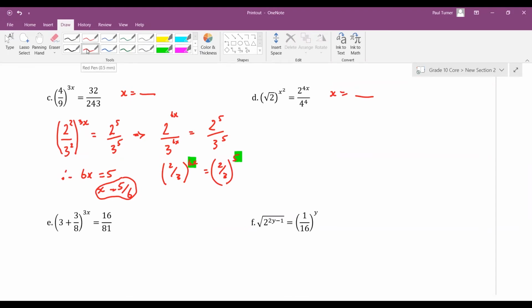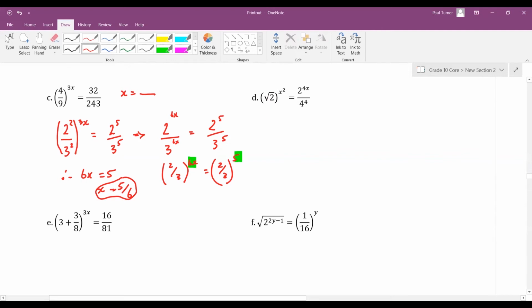How about question D? Anyone? 4. Yeah, you get 4. That's good. Did you actually do it yourself? 4? Yeah. Right. So let's look at root 2.